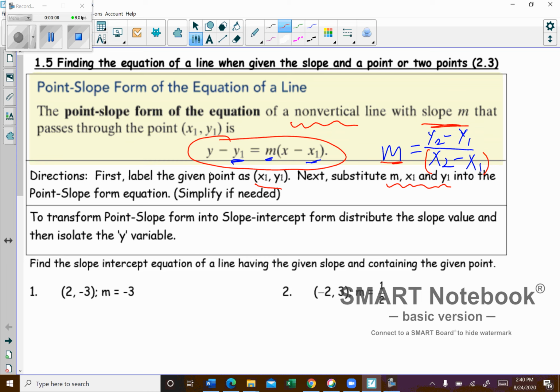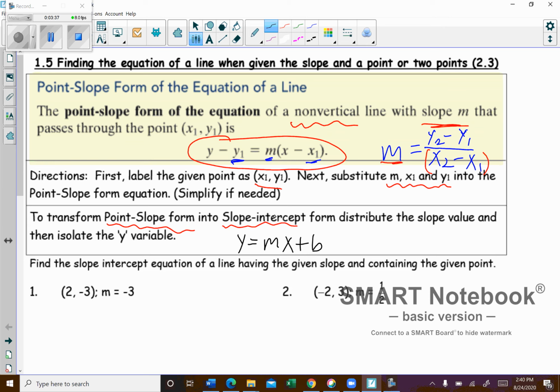Then we want to transform the point slope form into slope intercept form. That's our favorite form. Slope intercept form is y equals mx plus b. That's our favorite form because you can derive a lot of information from it. You'll know the slope right away and the y-intercept right away, so that if you did have to graph the line, you have all the information. So we really like slope intercept form.